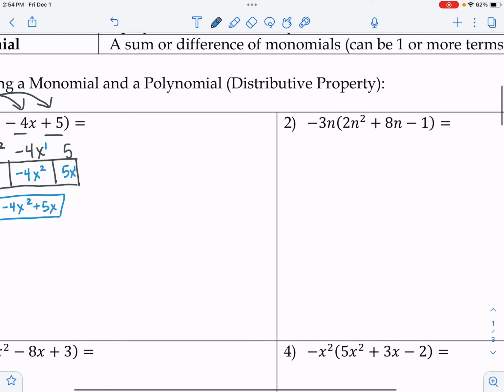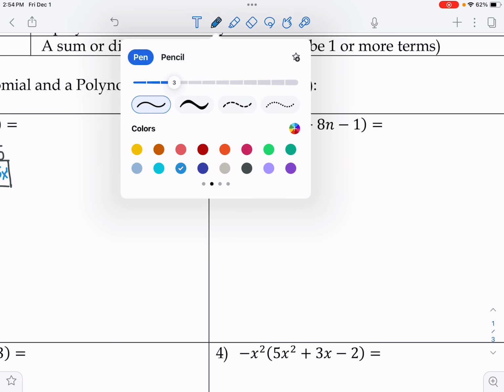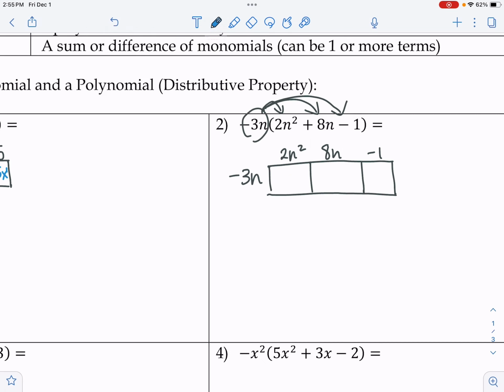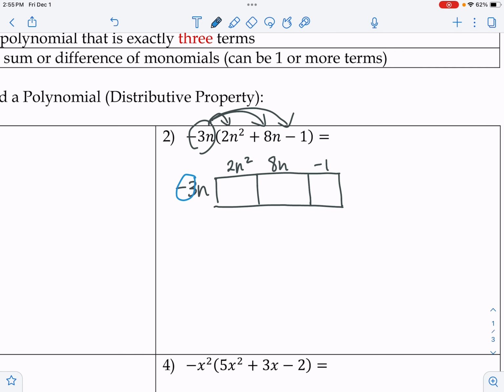Okay, so for number 2, the monomial we're distributing is -3n, negative 3n times this trinomial, these three terms. So negative 3n is getting multiplied by 2n squared, by 8n, by negative 1. All right, multiply your big numbers, add your little numbers. And you can use a calculator. Negative 3 times 2 is negative 6.